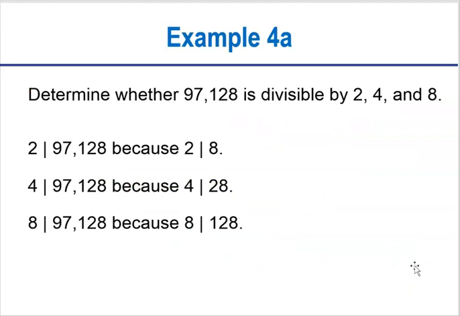We got an example. Determine whether 97,128 is divisible by 2, 4, and 8. So, divisible by 2. What do you think? This reads again, 2 divides 97,128 because 2 divides 8. In other words, right here, 8 is an even number.